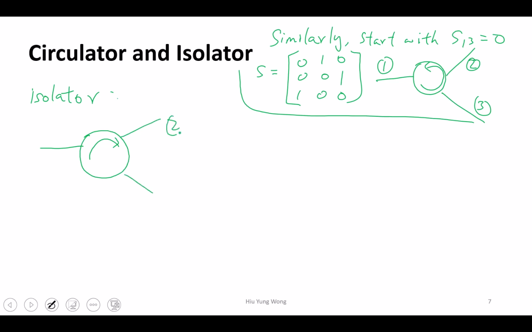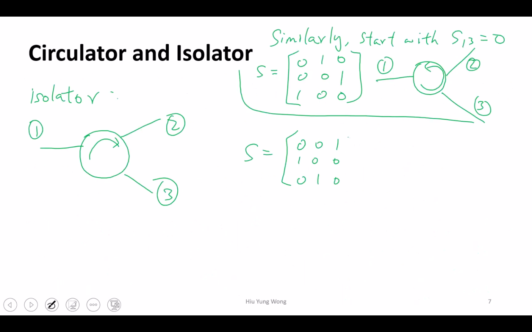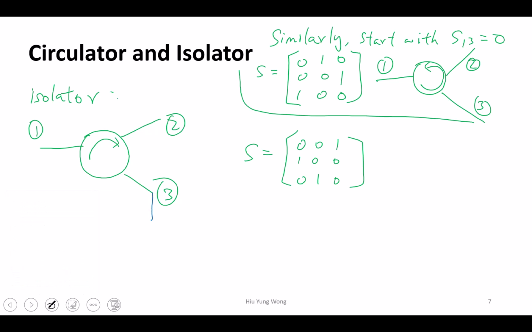Again, I have port 2, port 1, port 3, right? So originally, I have which matrix? I have S equals 0, 0, 1, 1, 0, 0, 0, 1, 0. So this was the original matrix. But I'm going to terminate this one by a matching network.